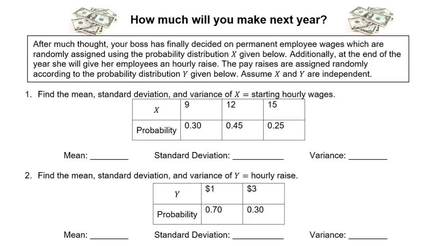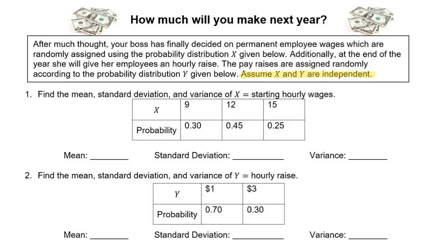The pay raises are assigned randomly according to the probability distribution Y given below. So here's the hourly wages that are going to be randomly assigned with these probabilities. And here's the raises that people will get at the end of the year, assigned based on these probabilities. We are going to assume that X and Y are independent.